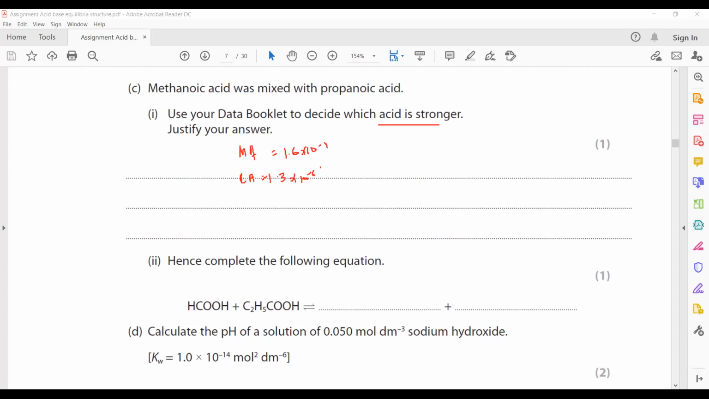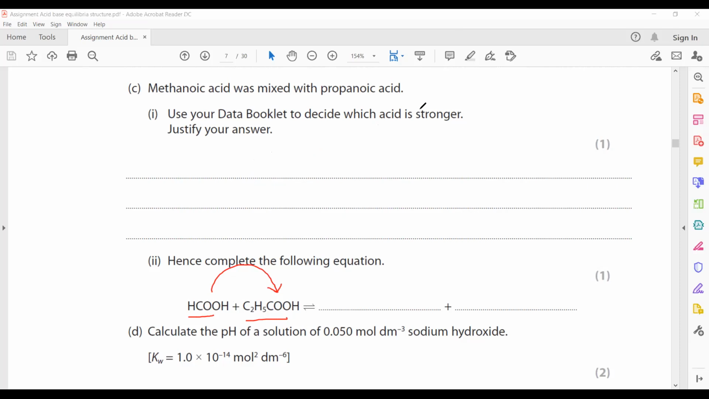Methanoic acid, 1.6 × 10^-4. Propanoic acid, 1.3 × 10^-5. Which one is the stronger acid? So methanoic acid is the stronger acid. And I told you, when you mix two acids together, like methanoic acid mixed with propanoic acid, the stronger acid tends to lose a proton easily.